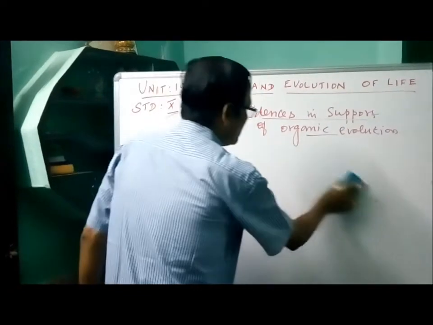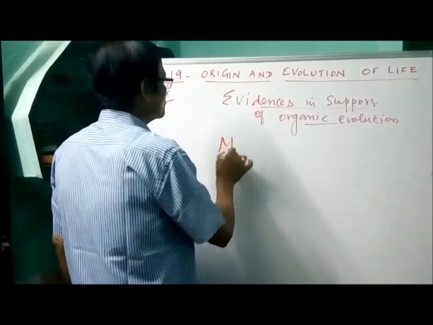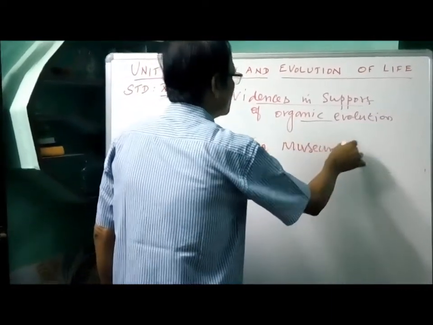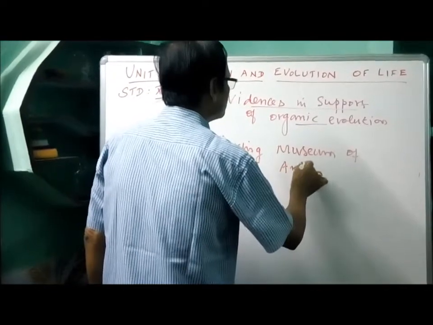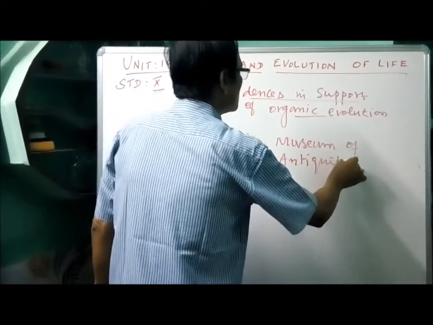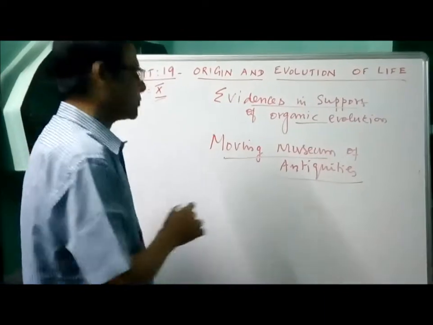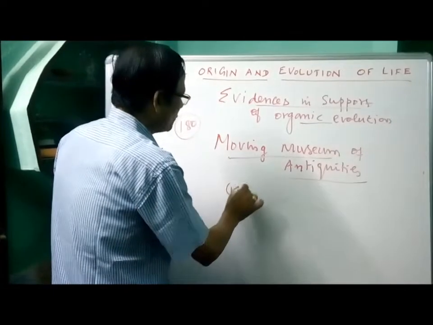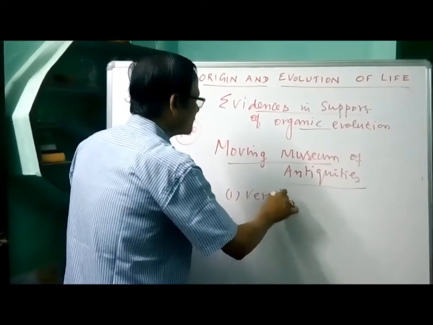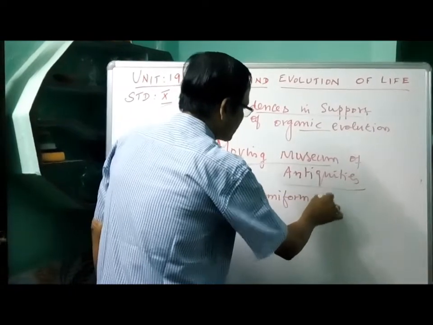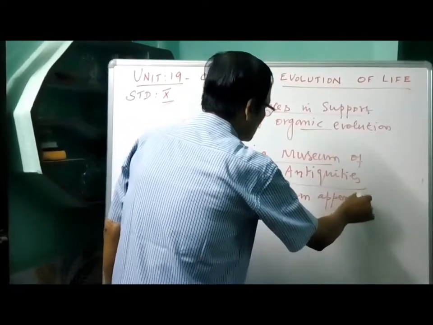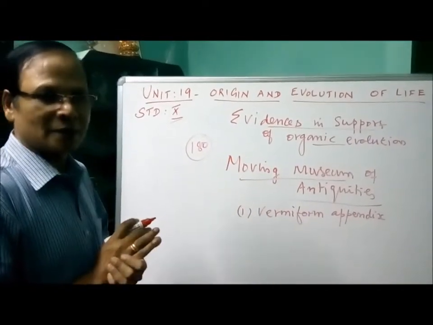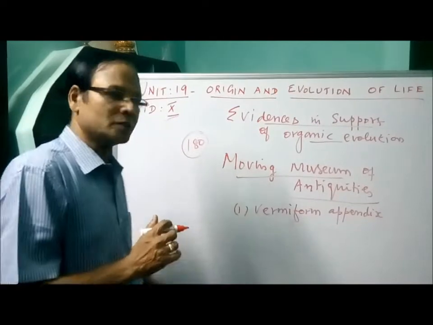That's why human beings are called a moving museum of antiquity. We have nearly 180 vestigial organs. Some of them are, number one, the vermiform appendix. I'll give you a picture in the video later, you can observe it. It is the reduced appendix and cecum present at the junction of the small intestine and large intestine.